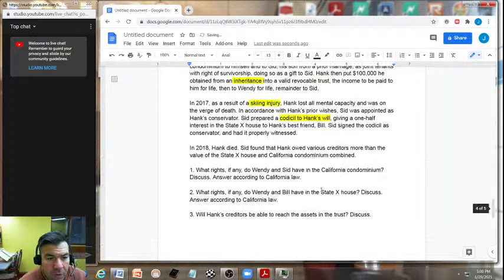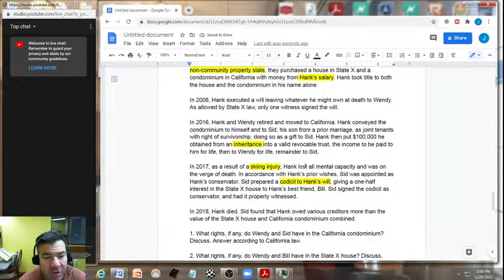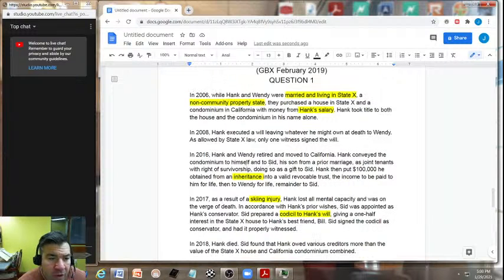Okay, now, having established that, let's get right to work here, issue spotting. Now, in 2008, Hank executed a will leaving whatever he might own at death to Wendy. As allowed by state X law, only one witness signed the will.